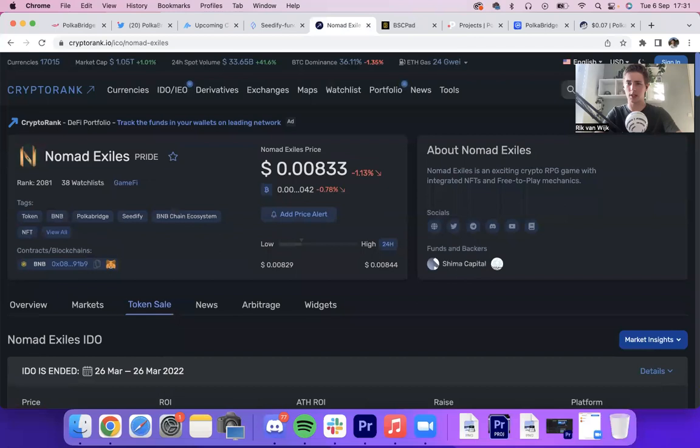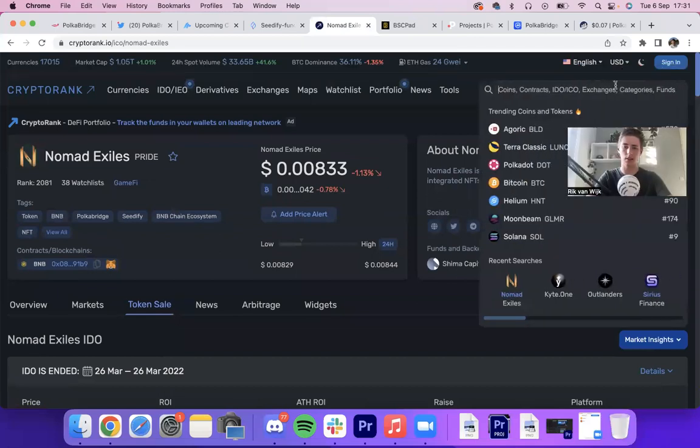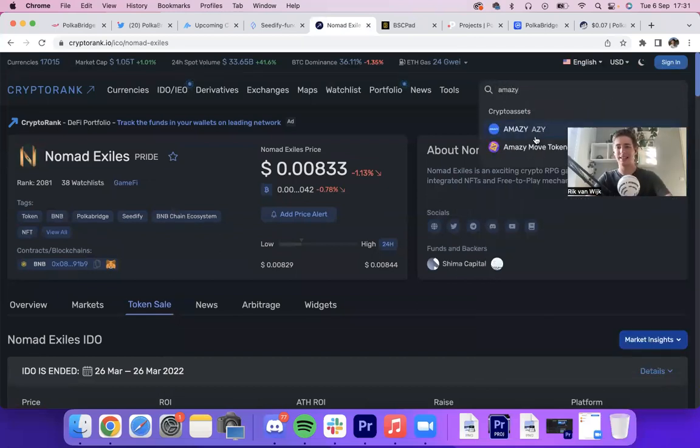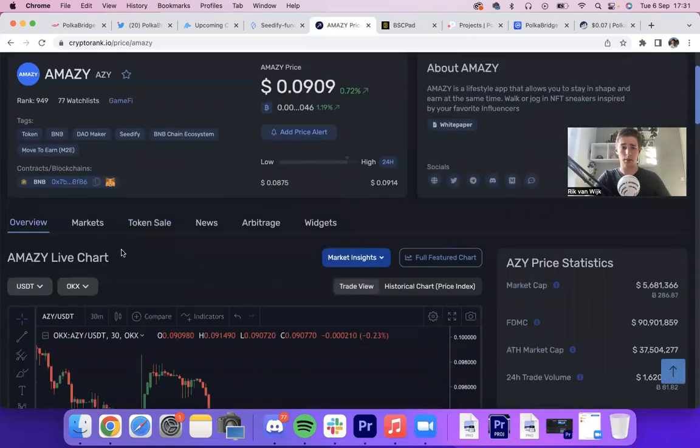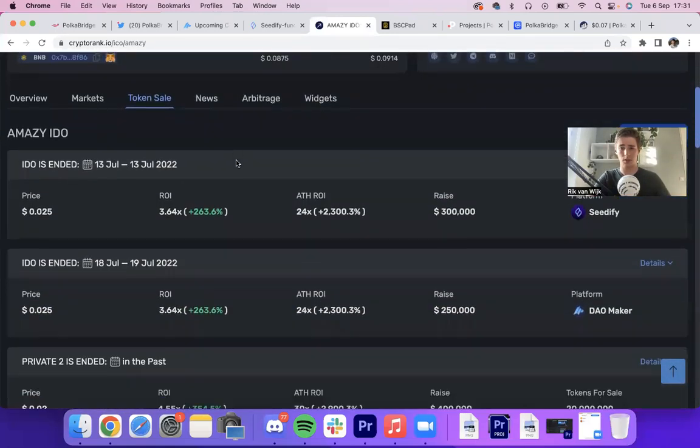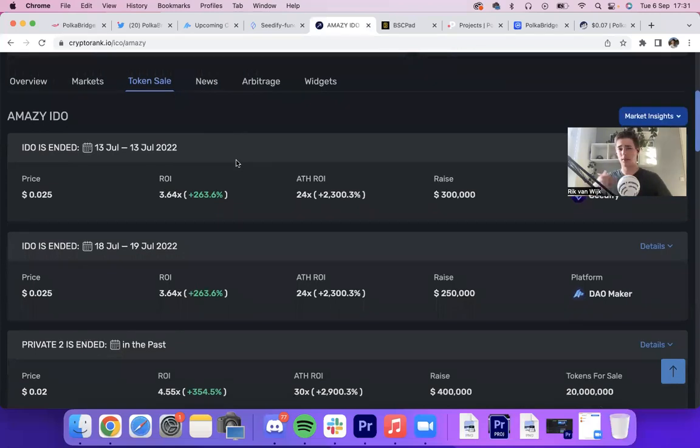Right? And that makes sense. You're paying more to get into this Launchpad, so you're going to be getting better results. Amazi is the best example here. These are not normal returns in a bear market, and these are definitely not returns that you're getting anywhere else other than Seedify or DAO Maker, right? These are Launchpads that are very good at doing their due diligence.